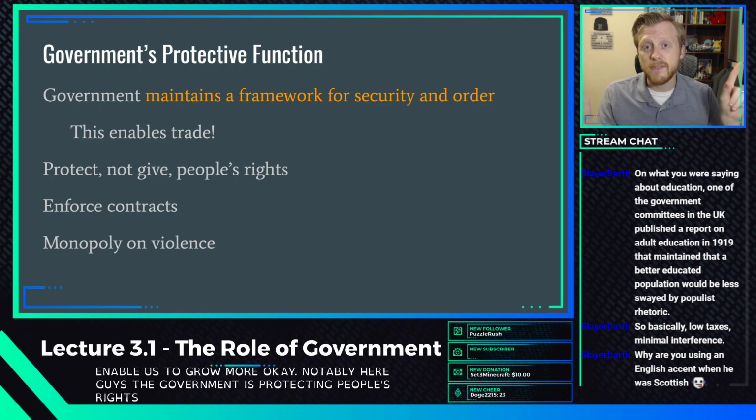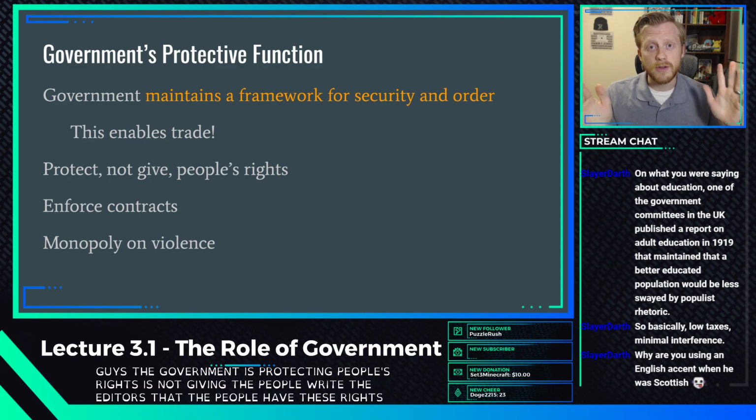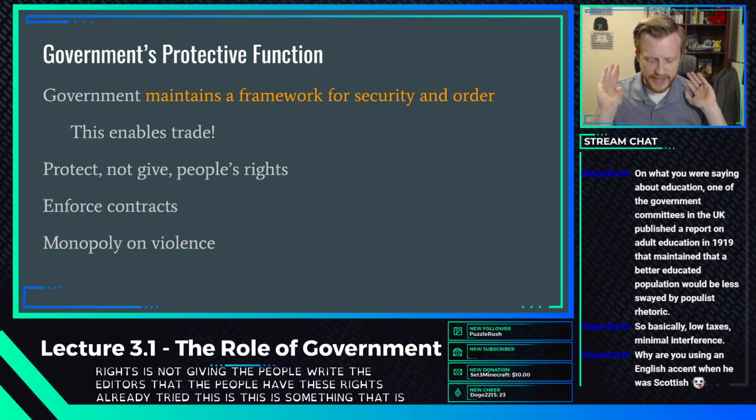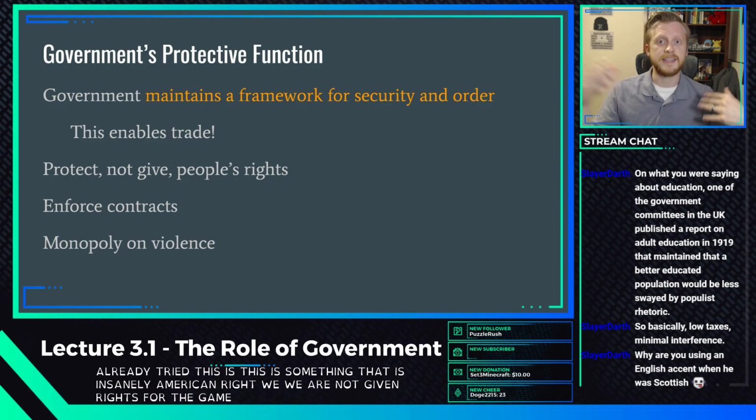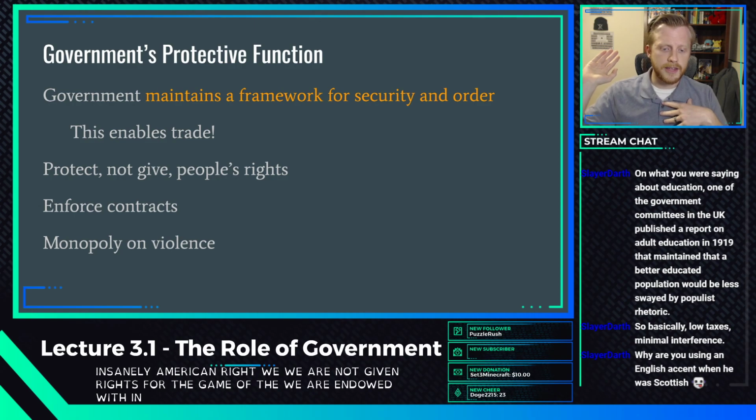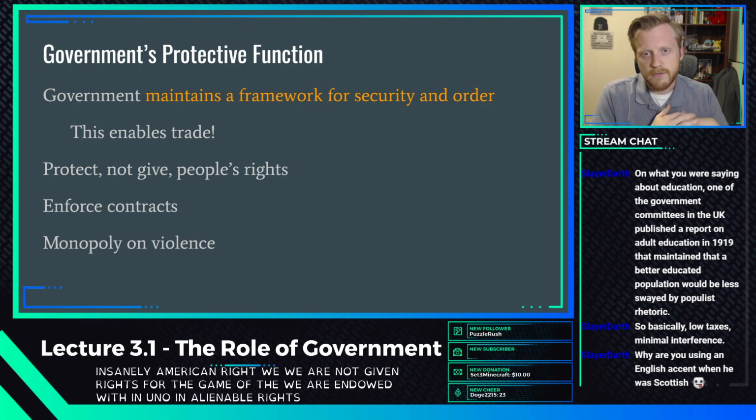Notably here, guys, the government is protecting people's rights. The government is not giving the people the rights. The idea here is that the people have these rights already. This is something that is insanely American. We are not given rights by the government, but we are endowed with inalienable rights from our Creator.